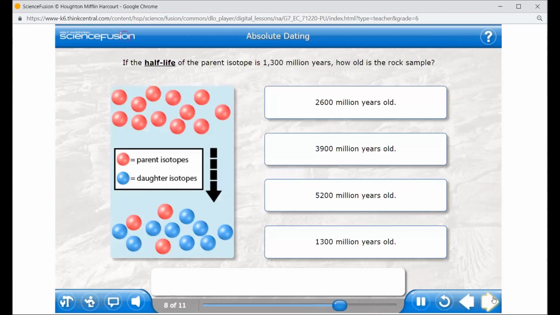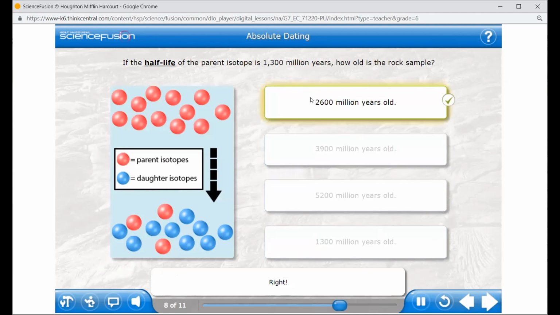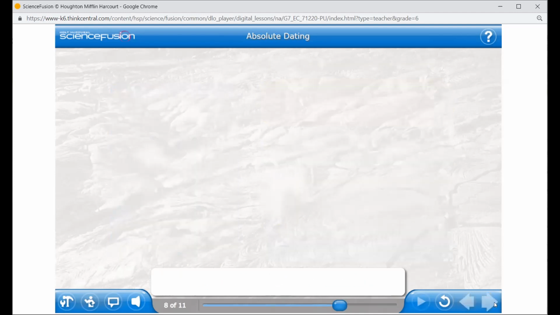Suppose when a rock formed, it contained 12 parent isotopes. The image shows how many parent isotopes remain compared to the number that were in the sample when the rock formed. If the half-life of the parent isotope is 1,300 million years, how old is the rock sample? Click your answer. Guys, half-life is 1,300, so of course it will be double. 1/4 of the parent isotopes remain, so 2 half-lives have passed. Half-life is 1,300, so how old is the rock? It is 2,600 million years.